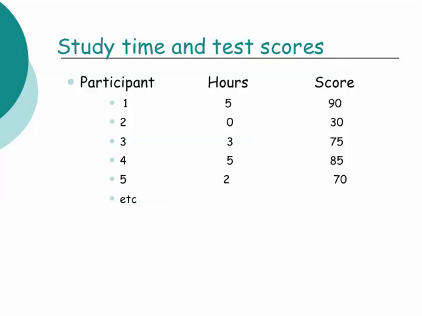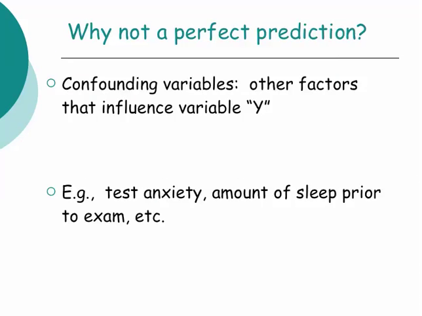Now if we go back and look at our data, how come one person who studied 5 hours scored a 90, but another person who studied 5 hours only got an 85? Well, most of us know that there's a lot of other factors involved in how someone does on a test than just how much they study. These factors are called confounding variables.